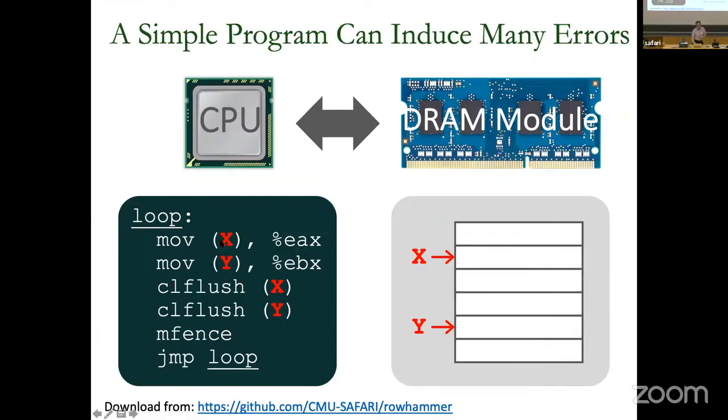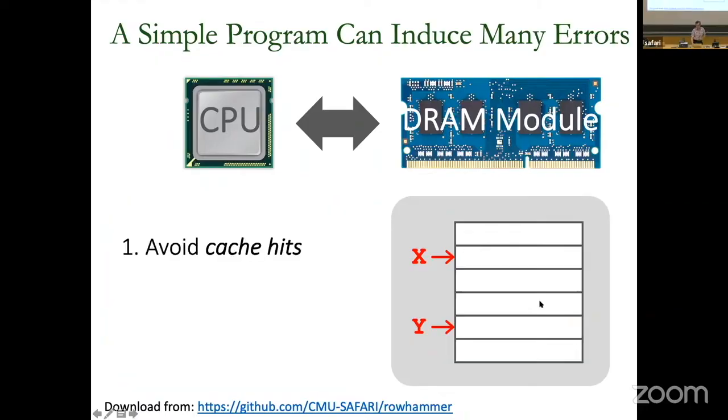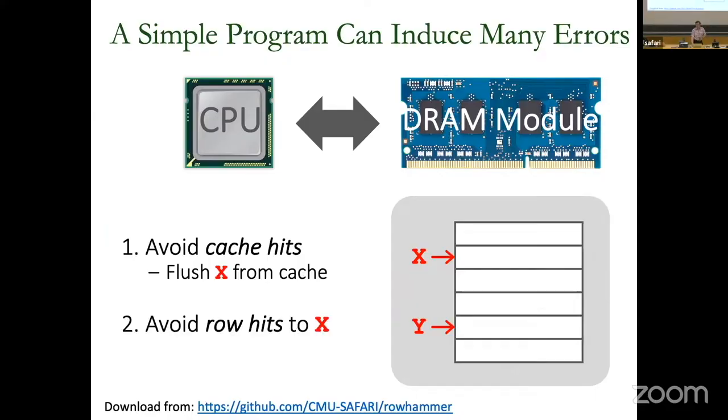This code essentially hammers address X and Y. It selects address X and Y in some way. They map to the same bank, and it avoids caches to X and Y. Flushes X and flushes Y from the cache, and it avoids row hits to X and Y by reading Y in another row. Basically, we got to get rid of the caching in the system. How do you get rid of the caching? By flushing these cache blocks that you're touching in rows X and Y, and also getting rid of the row buffer by opening different rows in the same bank.